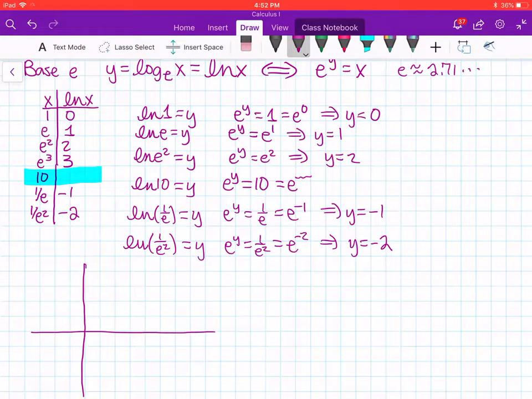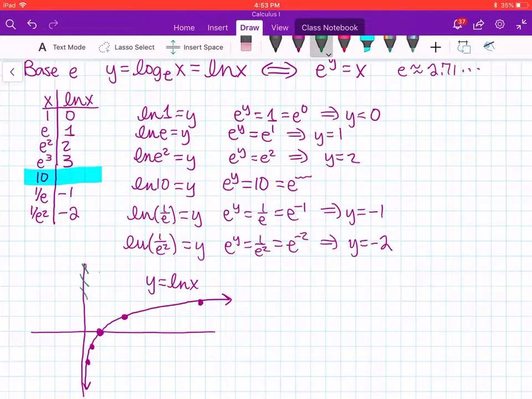So at 1, we have 0. At e, which is 2.7, we get 1. And then e squared, so a little bit less than 9, we get 2, so somewhere around here. Then at 1 over e, which would be less than 1, we're at negative 1. And then 1 over e squared is even smaller. And there we go. Okay, so this is our y equals the natural log of x function.